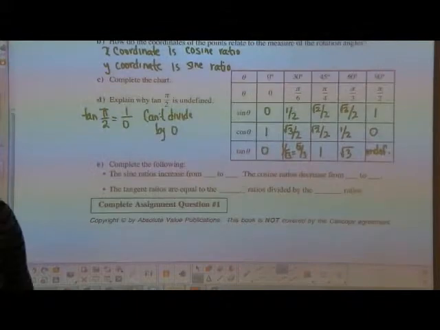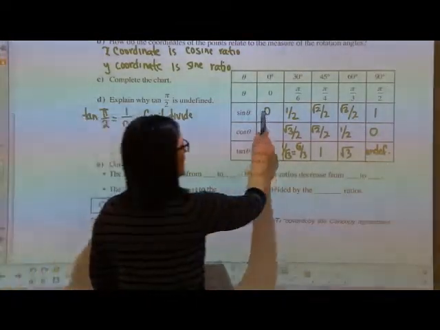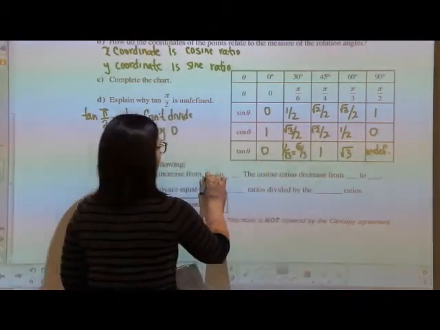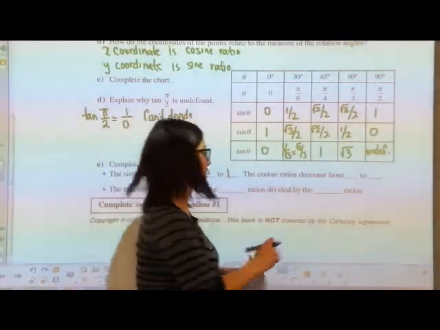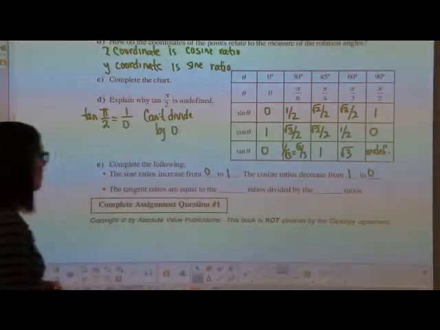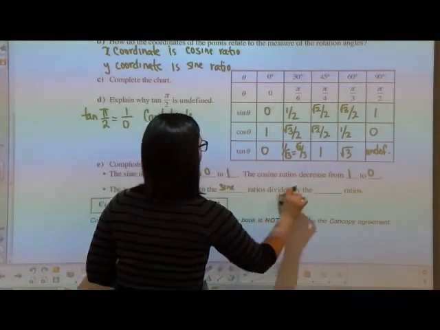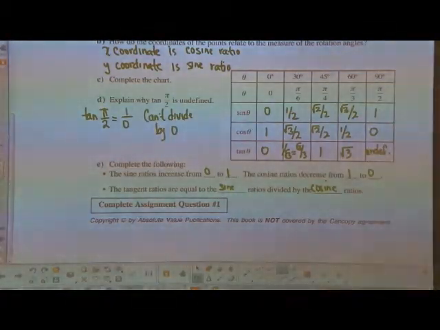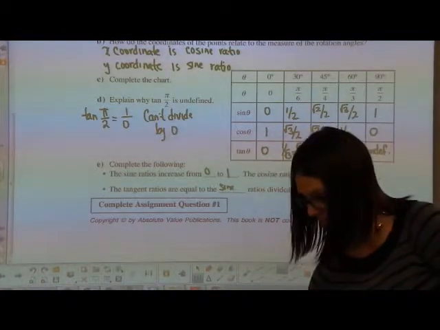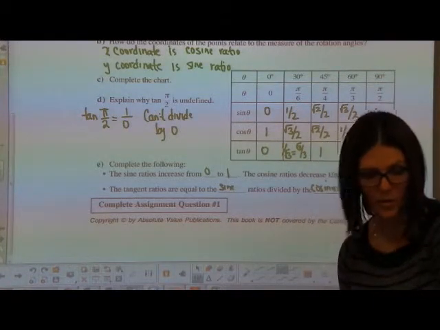So if you complete the following, just based on observation, the sine ratios go from what number to what number? 0 to 1. Yep. Cosine ratios go from 1 to 0. And the tangent ratios are equal to the sine ratios divided by the cosine ratios.